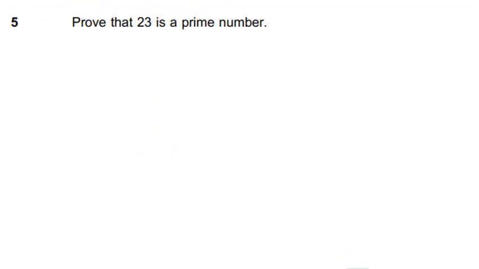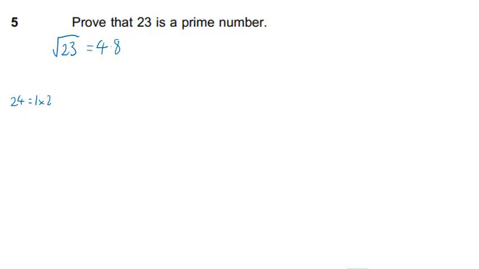Okay, question 5, we've got to prove that 23 is a prime number. So how do we do that? We just got to try all the factors that could possibly go into this. Now, we're not going to go any higher than the square root of 23, which is about 4.8.